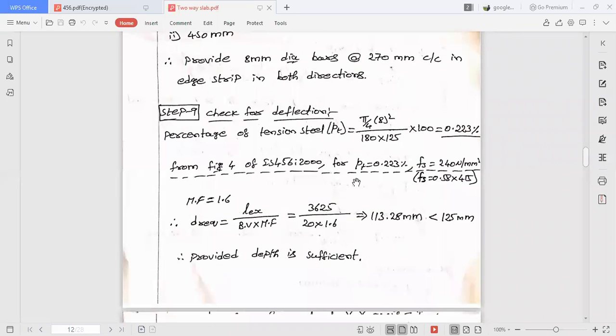And the last step of the design is check for deflection. Actually, design is completed.